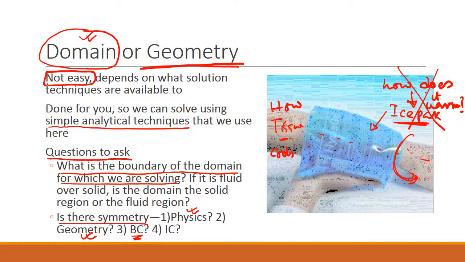For example, boundary condition. Is the temperature all around the same? Otherwise, it is not symmetric. Likewise, the initial condition. Before you place this pack, was the initial temperature uniform all around? Unless all of these are satisfied, we cannot say that there is symmetry. So for this problem, we're now going to assume that indeed these are true, and therefore we can treat the problem as symmetric.